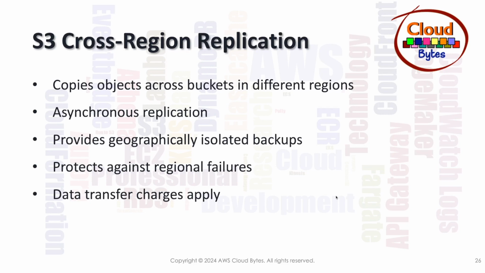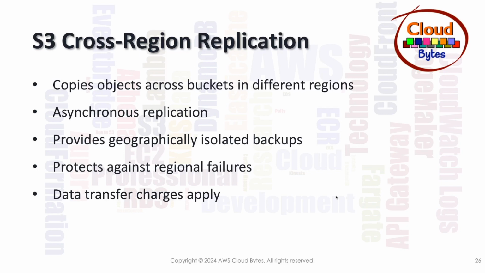Cross-region replication. The only difference here is it is copying across different buckets in different regions. A region 1 bucket is copying data into a region 2 bucket. It is again async replication. It provides you a geographically isolated backup. It protects in cases of regional failures.